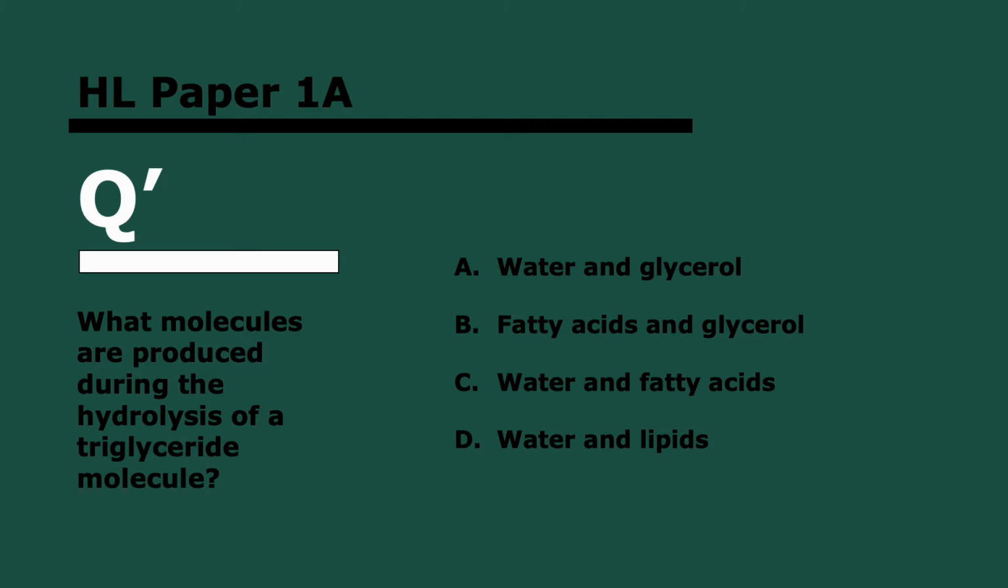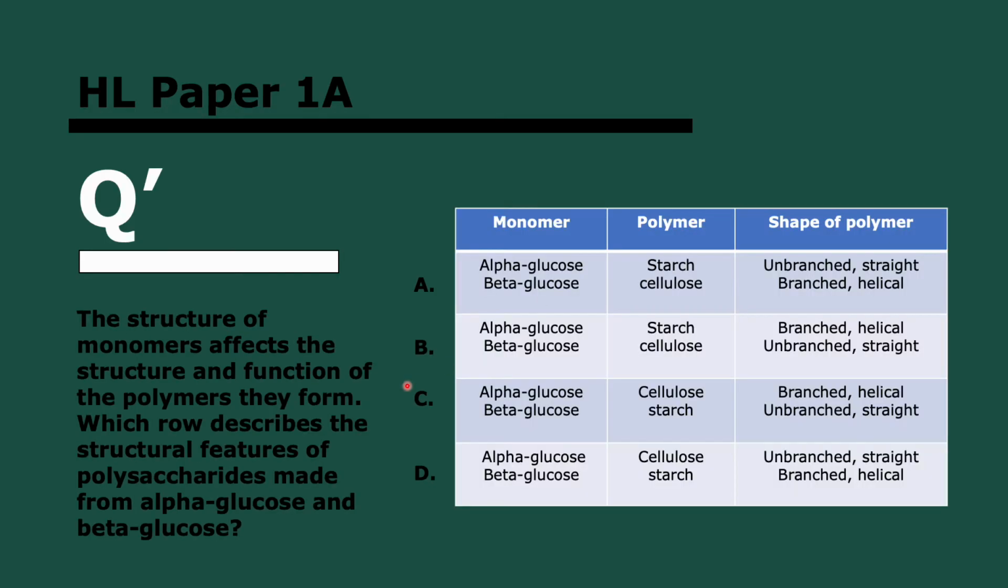Moving on, what molecules are produced during the hydrolysis of a triglyceride molecule? This was also in the standard level. So 3, 2, and 1. Fatty acids and glycerol. If you remember, a triglyceride is a glycerol molecule attached to 3 fatty acids, joined via a condensation reaction. You can review that topic video if you don't remember, but the rest are incorrect because they don't mention these two together.